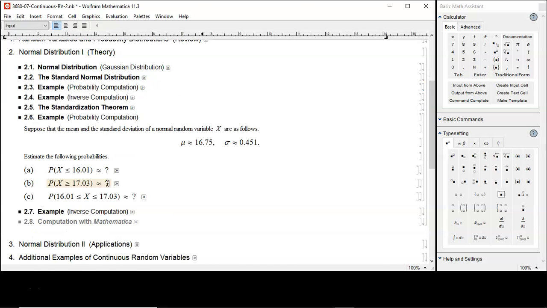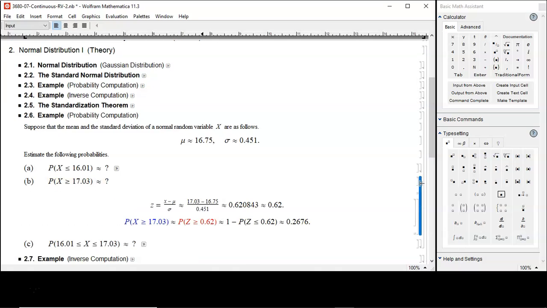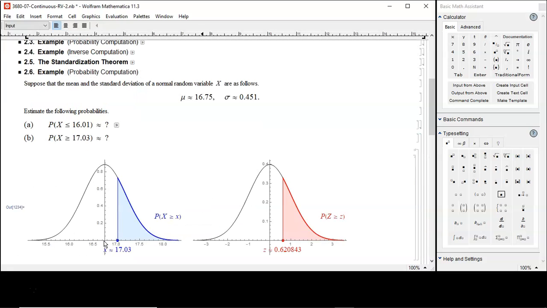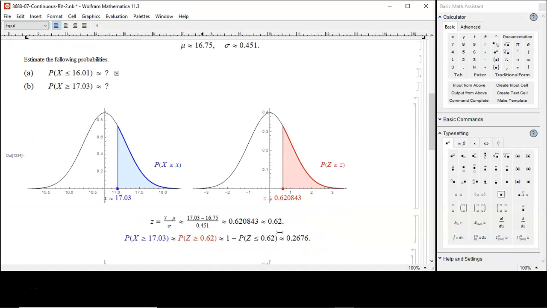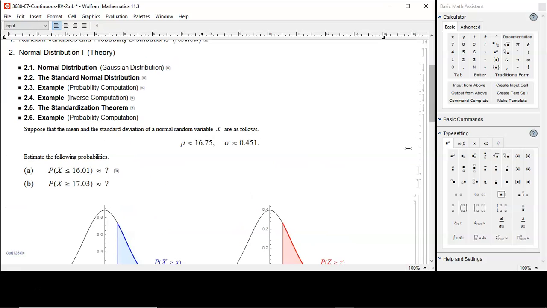How about the next problem? Greater than 17.03. Okay, 16.75, 17.03. If you draw the picture, you're going to get this. 16.75 is here, 17.03 is here, shaded to the right. If you standardize it through (x minus mu) over sigma, you calculate it, you get this. So what do you get? You get the probability that Z is greater than 0.62, which we did already. Remember this problem?